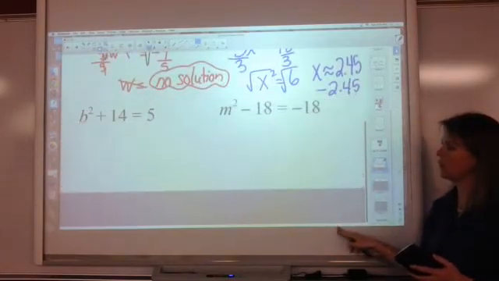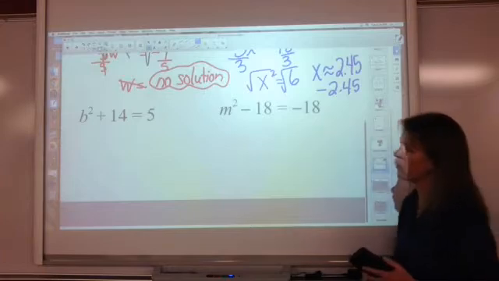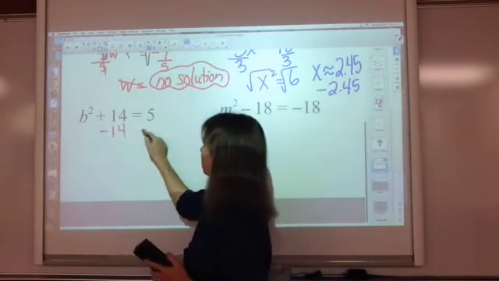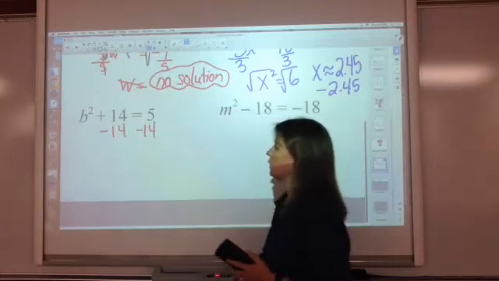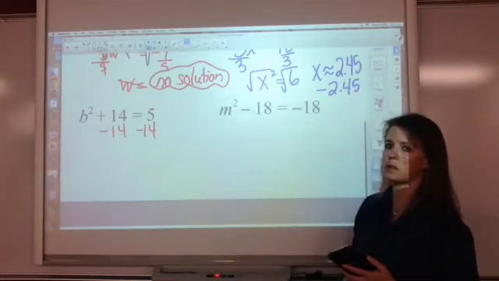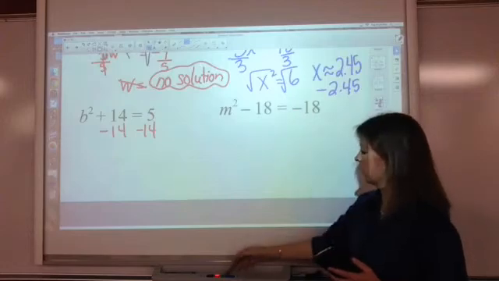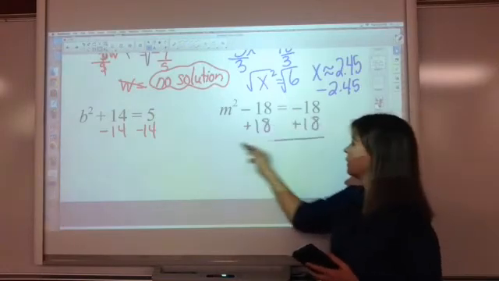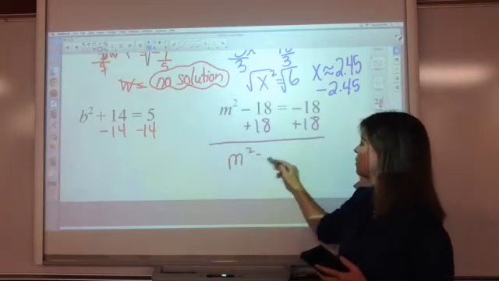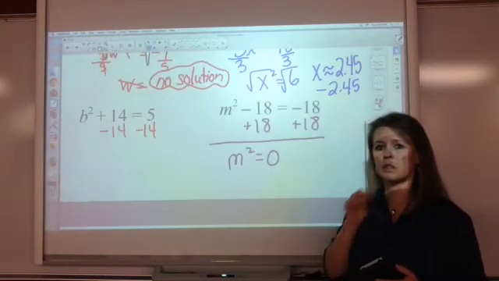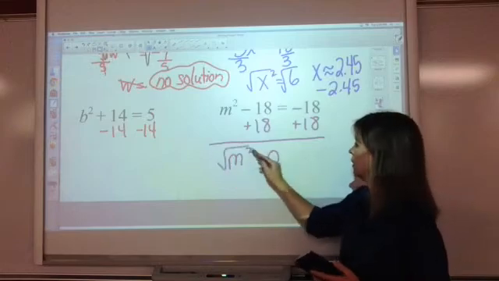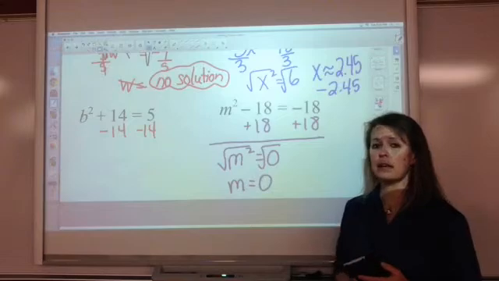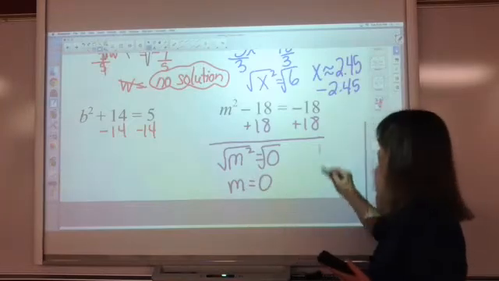Let's try another one over here. B squared plus 14 equals 5. It looks like we have another negative. You're going to have no solution to that. And on this one, plus 18 to both sides. M squared equals 0. Yes, there is a solution to m squared equals 0. Finish it. M equals 0. That is an answer. Don't panic when you get 0.